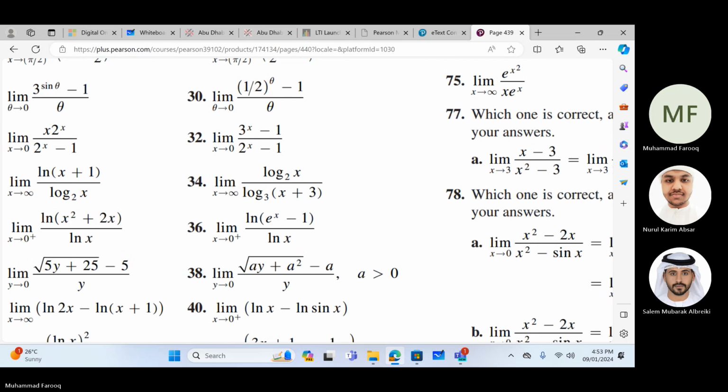32. Limit as x approaches 0 of (3 power x minus 1) divided by (2 power x minus 1). It is 0 over 0. Good. So if it is 0 over 0, you can differentiate the numerator and denominator. However, the numerator is not base e. So first of all, you have to change to base e, and then differentiate both of them.